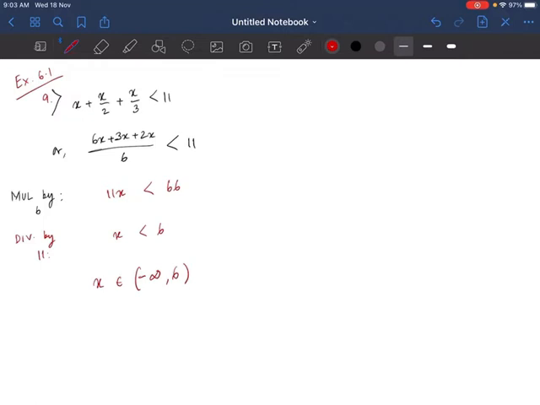Question number 10 will be homework. It is the same as that. You just have to do the LCM, then simplify. Let's do question number 11.